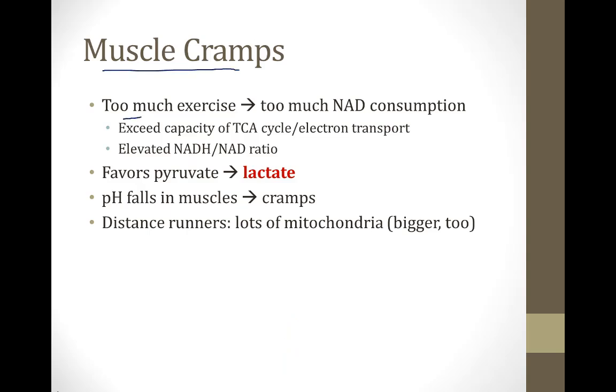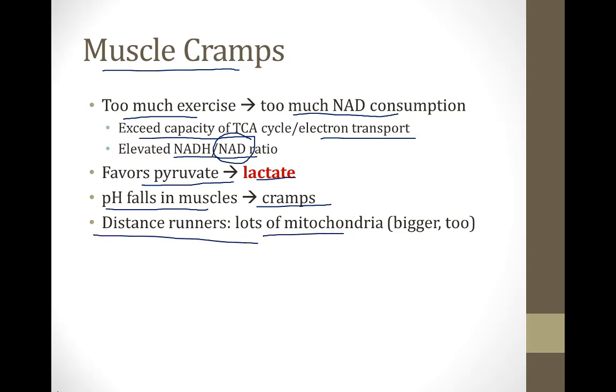When you exercise too much, you consume too much NAD and you exceed the capacity of the TCA cycle and electron transport, so you have an elevated ratio of NADH to NAD. This favors the conversion of pyruvate into lactate to get that NAD back that muscles need. This means the pH will fall in muscles, and this is what leads to muscle cramps. And long distance runners have lots of mitochondria and larger mitochondria so that this doesn't happen and that they can continue to use the electron transport cycle and keep the level of lactic acid inside of their muscles low.